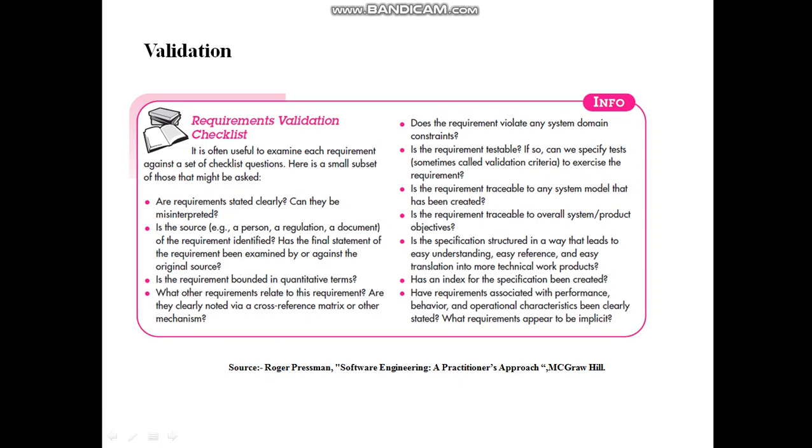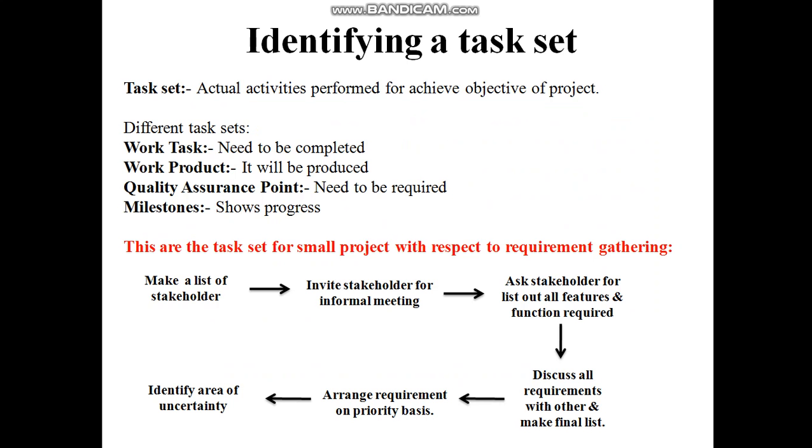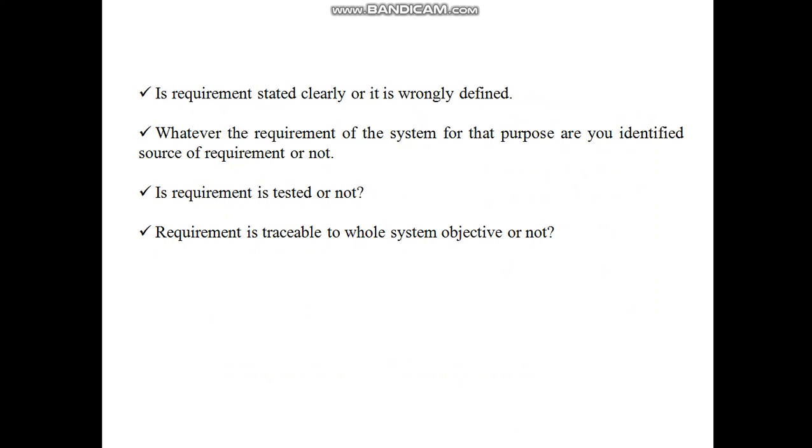This is a validation checklist, the requirement validation checklist. Again, I have taken this from Roger Pressman's book. So from that: is the requirement stated clearly or is it wrongly defined? Whatever the requirement of the system, are you identifying the source of the requirement or not? Is your requirement testable or not? Is the requirement traceable to the whole system objective or not? So these are some questions you have to clear. So here we are completing the define framework activity.